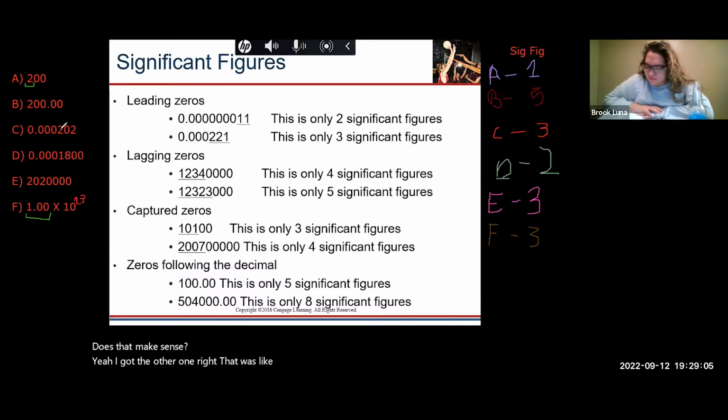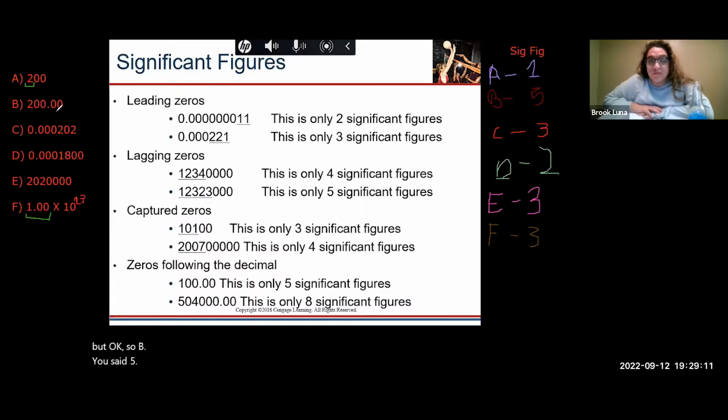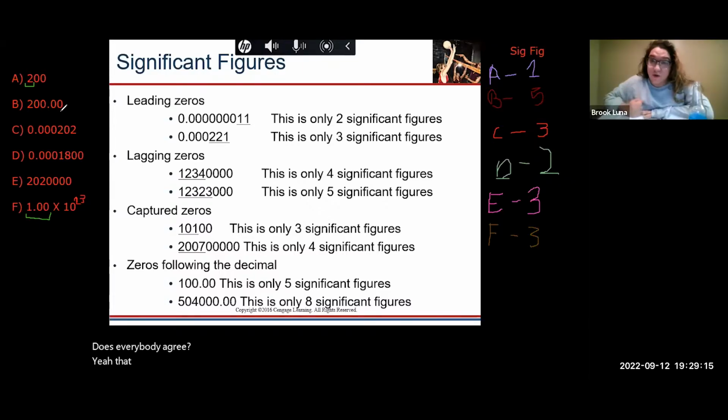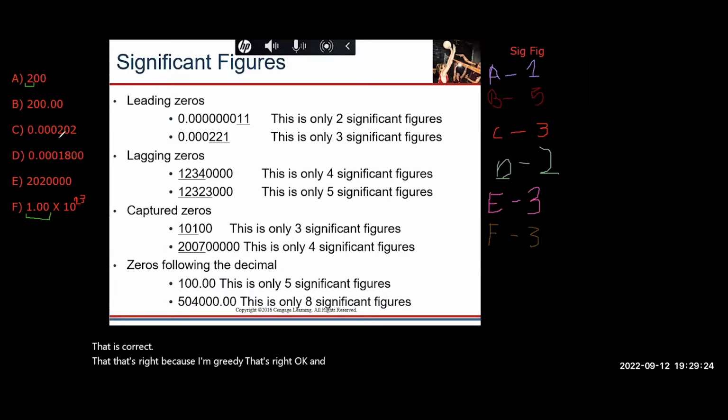Okay, so B, you said 5. Does everybody agree? Yes. So if I owe you $200.50, you're going to want all $200.50. That's how I remember that. That's right, because I'm greedy. Okay, and C, I answered it.